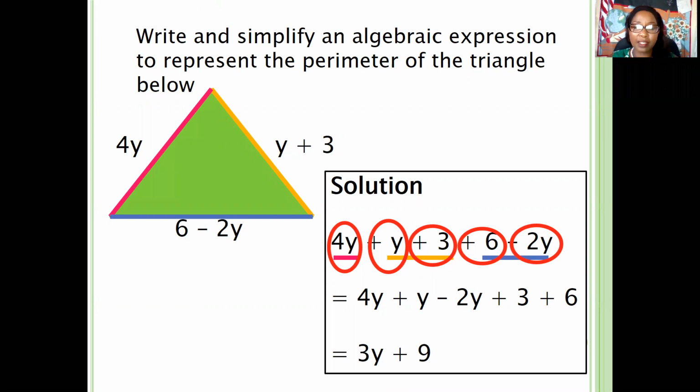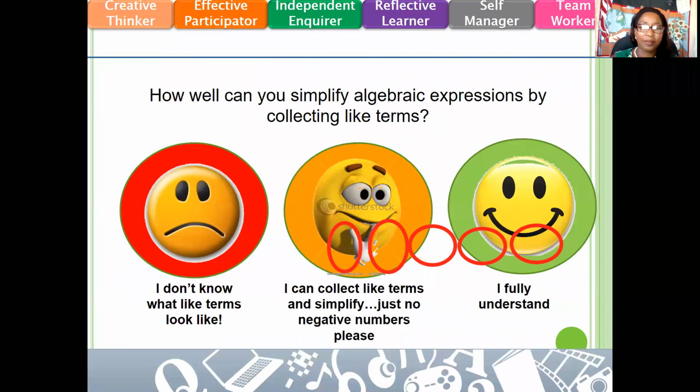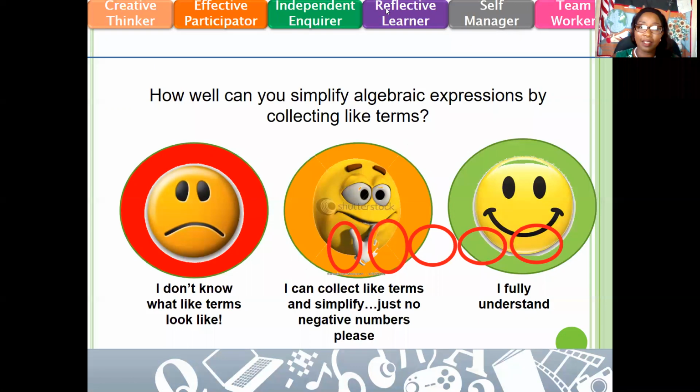Giving you a couple more seconds to take down this example. So, how well can you simplify algebraic expressions by collecting like terms? And I'm just going to move these annotations that I had on the screen. There we go.